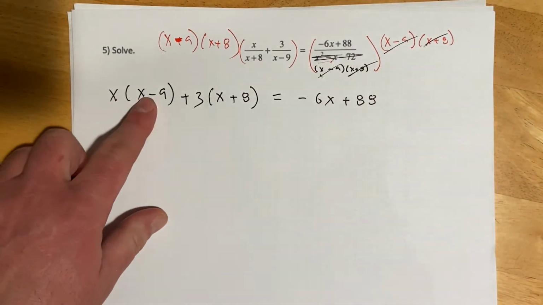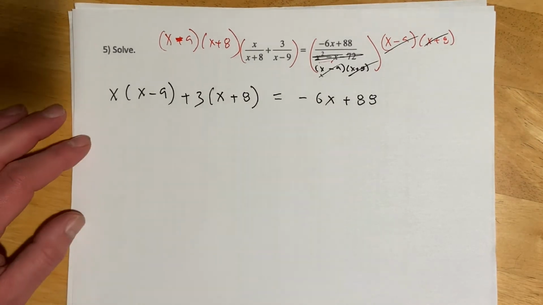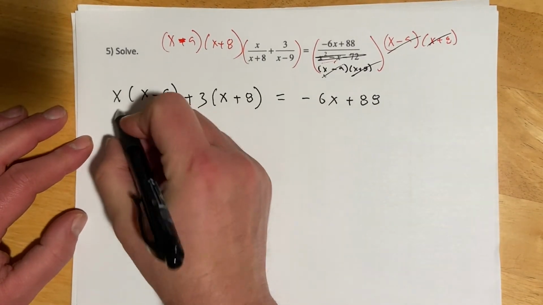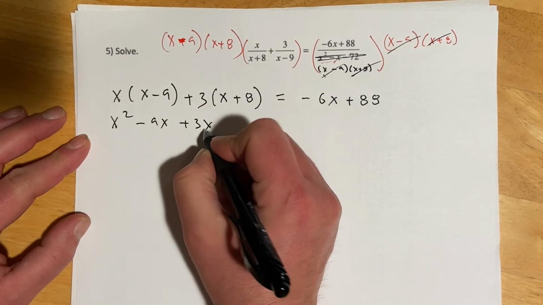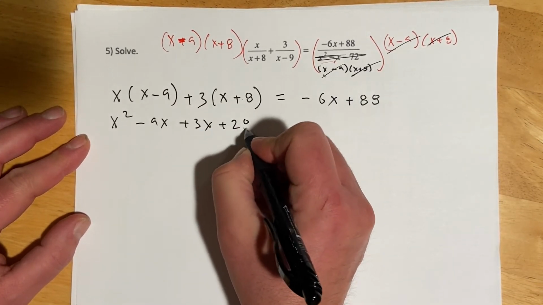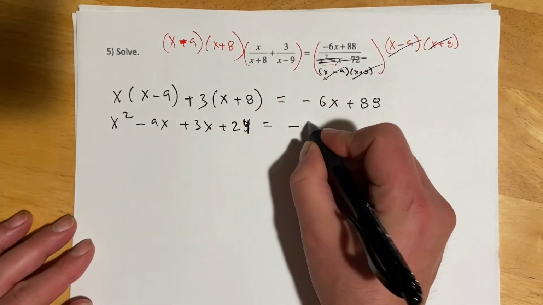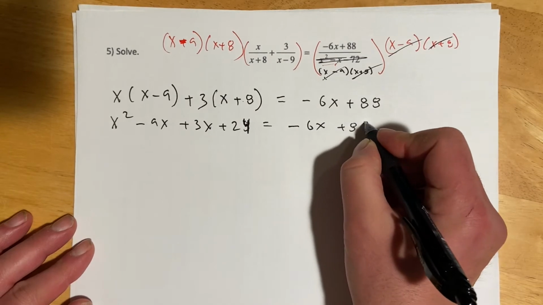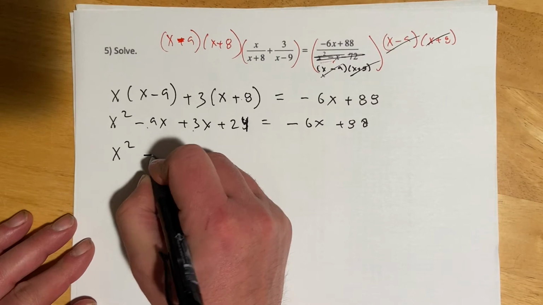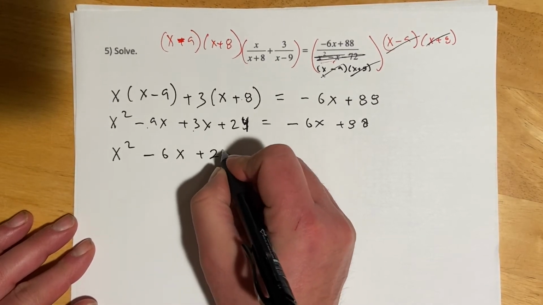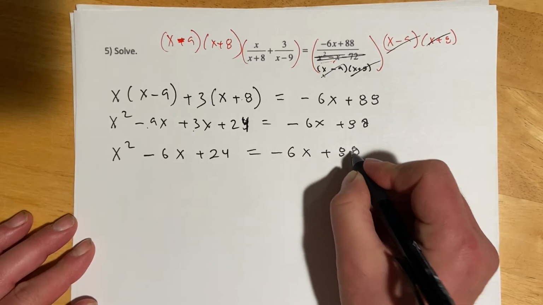And then right there, I can see it's about to be a squared, so that means I'm going to end up wanting to get everything over to the side and factor. So this is going to go x squared and then minus 9x plus 3x plus 24, excuse me, equals negative 6x plus 88. And those two together, that's going to go x squared minus 6x plus 24 equals minus 6x plus 88.